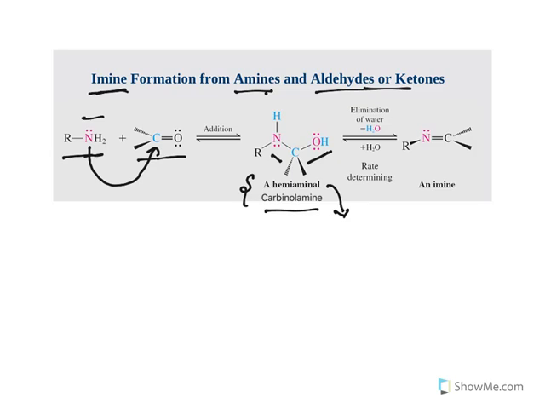Now after that the water will get removed from this hemiaminal, minus H2O, and it results in an imine. Imine is carbon double bonded with nitrogen. So elimination of water results in imine. So this is the mechanism for the imine formation.